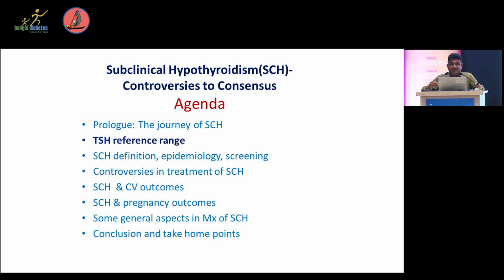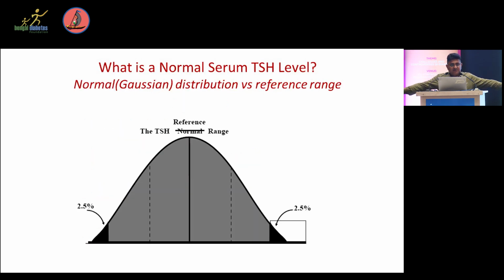So, what is a TSH reference range? Again, for any population reference range, you have this distribution curve. It's called a Gaussian distribution, where the mean value is in the middle and it spreads out like an inverted bell. The extreme cases on the right side and the left side are cut off at the 97.5th centile on the right, and the 2.5th centile on the left. Within that, we consider the values normal.